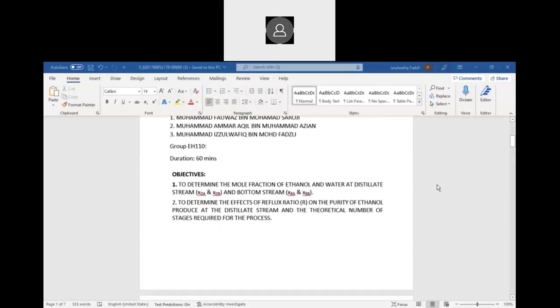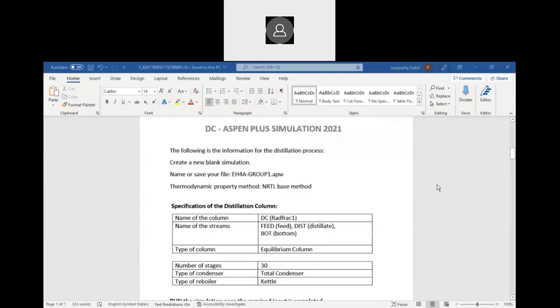So the objective of this Aspen simulation is, first, to determine the mole fraction of ethanol and water at the distillate stream and the bottom stream. Second, to determine the effect of reflux ratio on the purity of ethanol produced at the distillate stream and the theoretical number of stages required for the process.